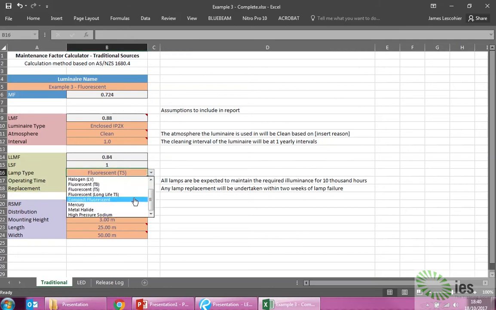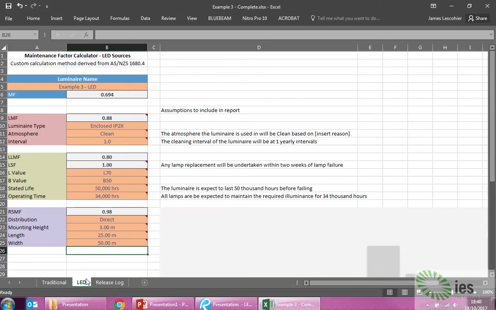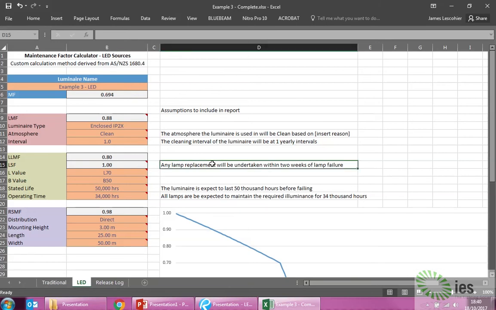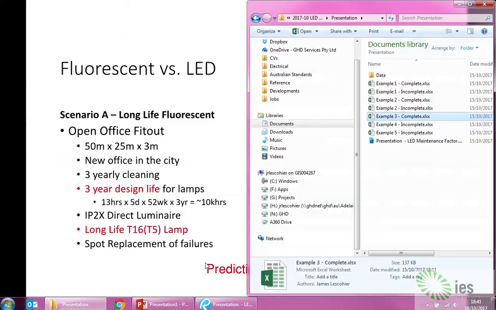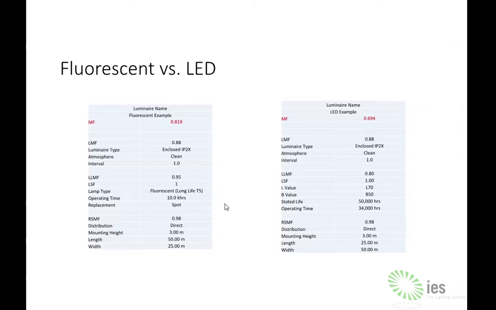How about that LED? Oh, how about that number? That's a very different number. That's saying our L70 B50 50,000 hour LED is worse than a long life fluorescent. Yeah, all right, let's have a little bit more of a discussion about that one.